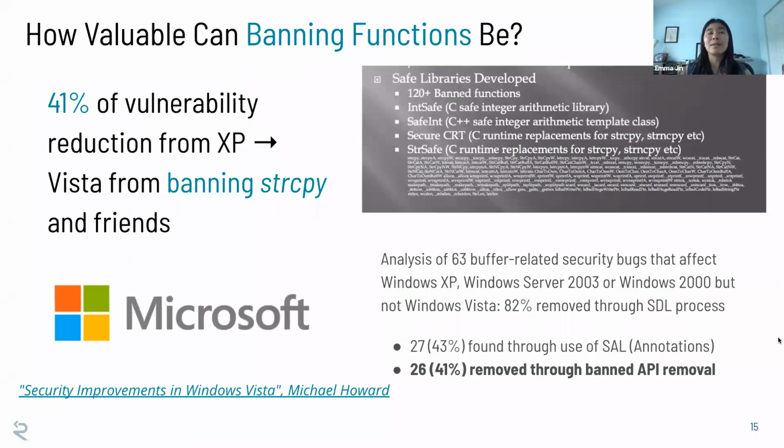And Microsoft has, in fact, implemented some of this, so we can actually quantify whether it works or not. Microsoft decided to ban string copy, which, if you've done any C programming, you know is a rather problematic function, and the rest of that family, and instead developed their own safe copy libraries, where you don't have to add your own null terminator at the end. In an analysis of 63 buffer-related security bugs in Windows versions before Vista, they found that 41% of those were removed just by banning the APIs, which is a significant amount.